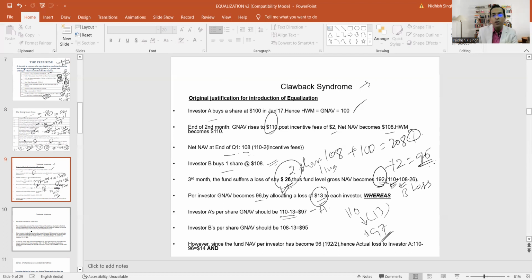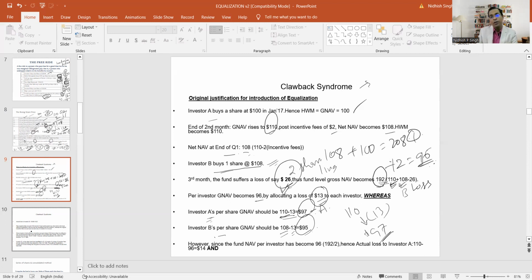So let's reduce $13 from the starting NAV. Starting quarterly NAV was 110 for A. Reducing $13 as loss, 97 is the share price for A. Investor B, it would be 108, because at this price investor B had bought the shares. So 108 minus 13, again losing $13 only, it becomes 95, which seems okay, that investor B has a lower NAV as compared to A.